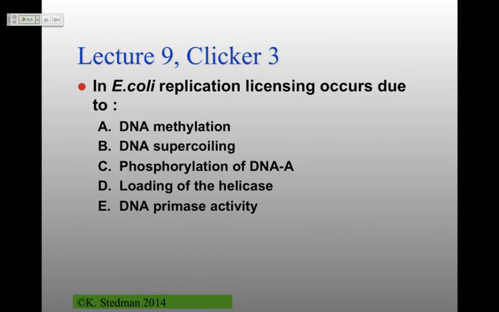Third clicker question. E. coli replication licensing occurs due to DNA methylation, DNA supercoiling, phosphorylation of DnaA, loading of the helicase, and DNA primase activity.